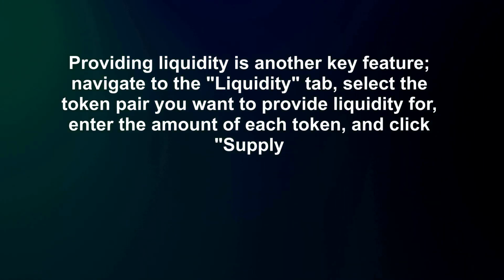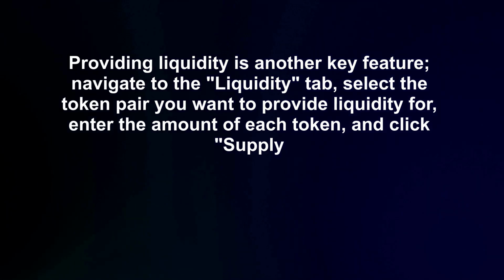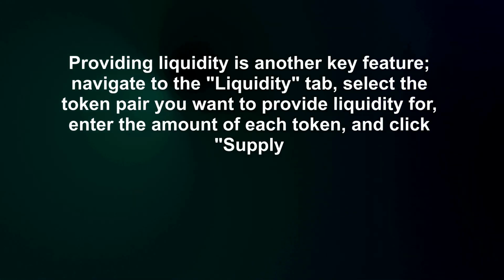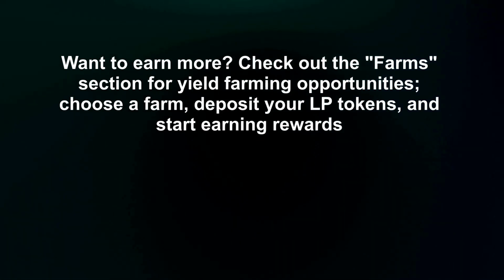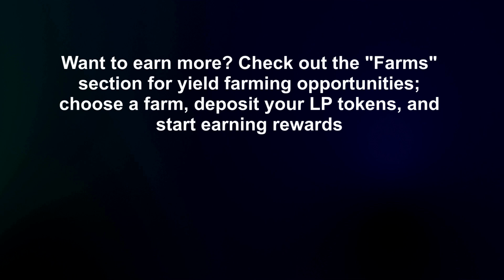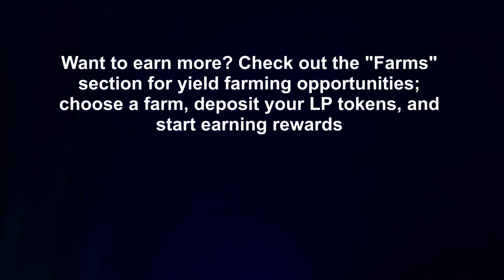Providing liquidity is another key feature. Navigate to the Liquidity tab, select the token pair you want to provide liquidity for, enter the amount of each token, and click Supply. Want to earn more? Check out the Farm section for yield farming opportunities. Choose a farm, deposit your LP tokens, and start earning rewards.